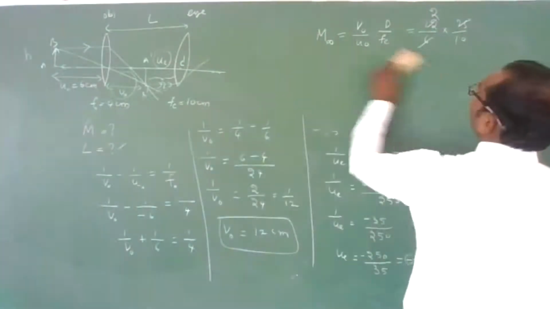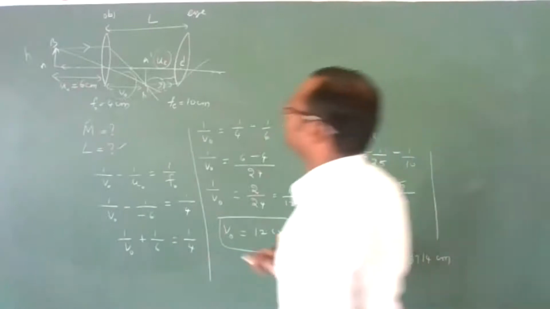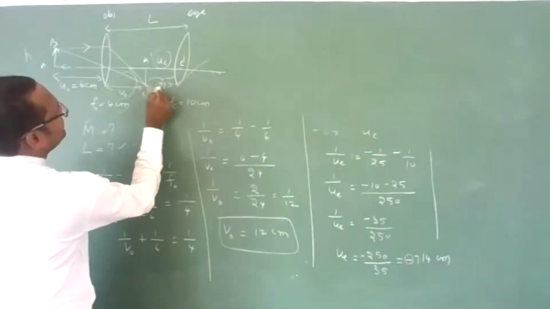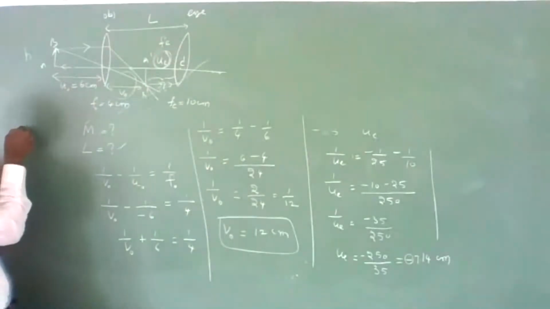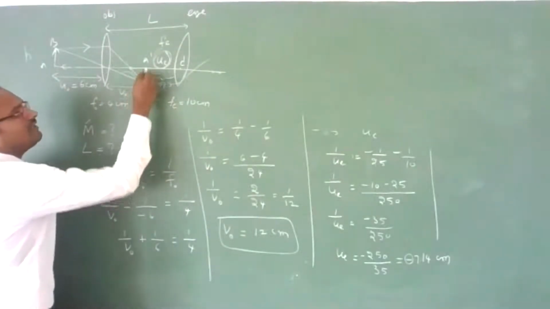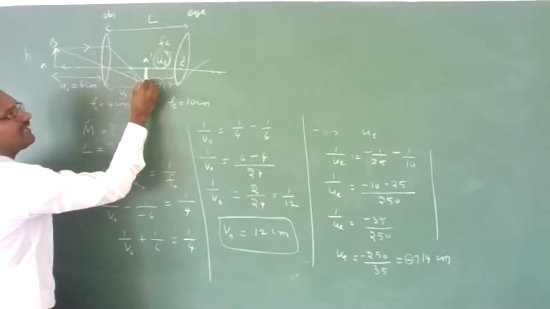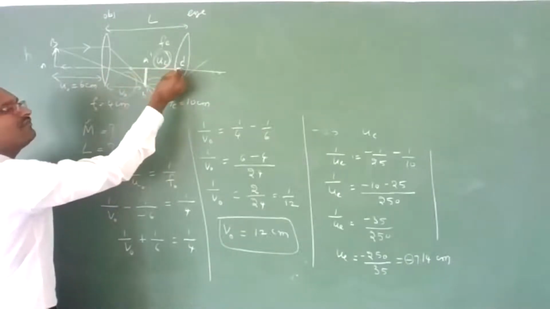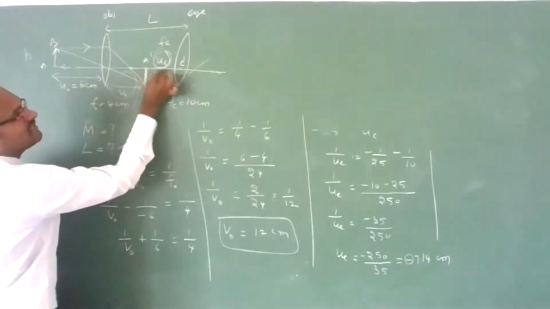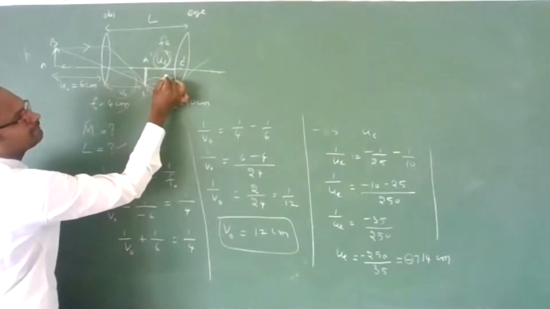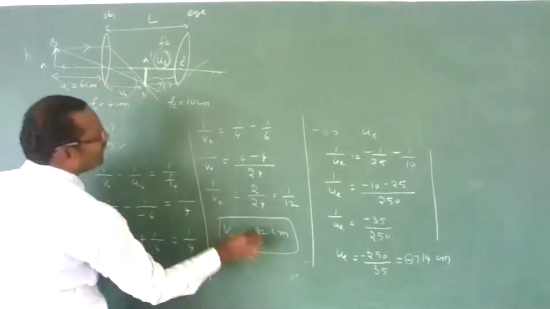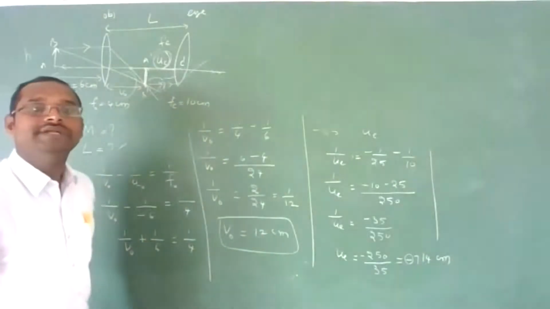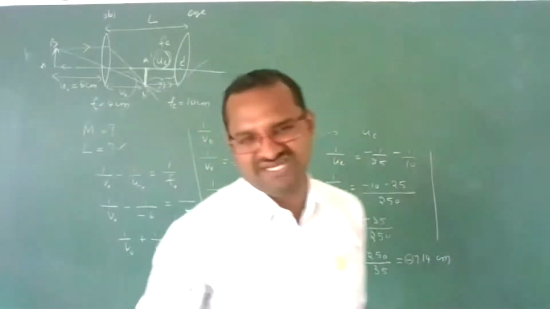Next, what about the length of the tube? The length of the tube is V0 plus, whereas this will become FE, because the image of this lens is acting like an object for the eyepiece. It should lie at the focus of this lens, which means the focal length. V0 is 12 plus 10, 22 centimeter it will become. Orally we can give the answer.